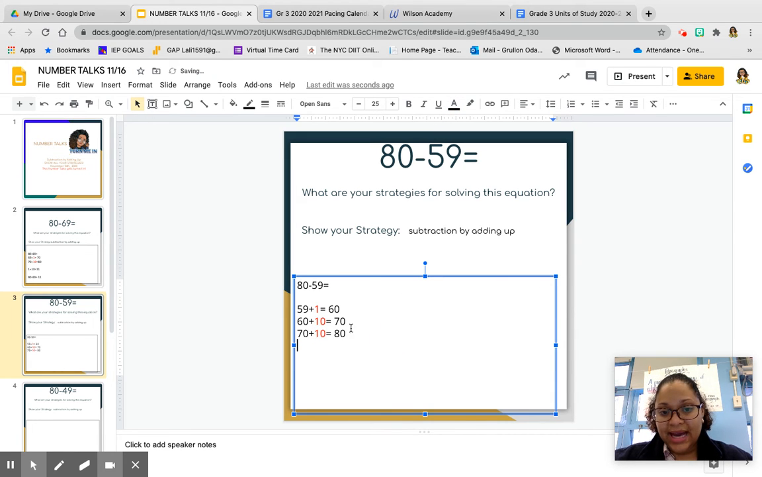Now I have to add up my digits that are in red. So I have 1 plus 10 plus 10. And that gives me 21. I'm going to rewrite my original number sentence of 80 minus 59, and that gives me 21 as my final answer. That is the difference. You got that too, right? I wonder if this strategy is helping you guys. Let's try another one.